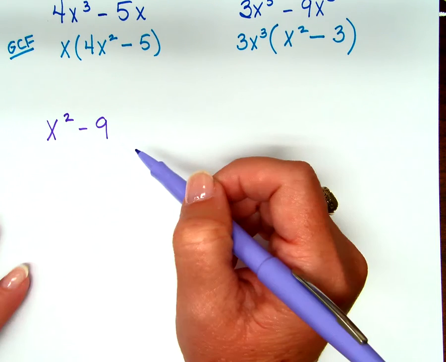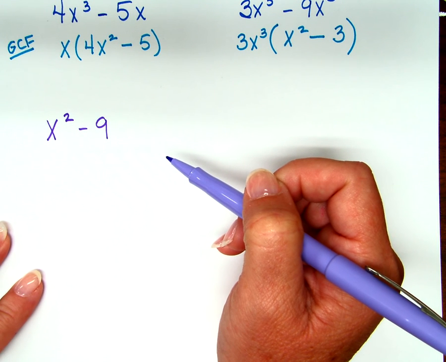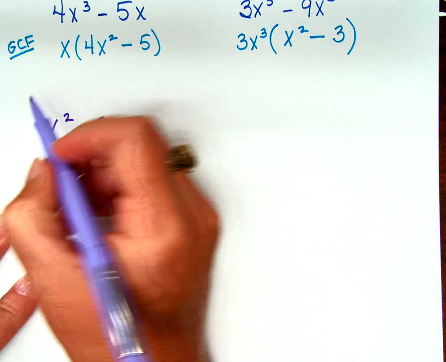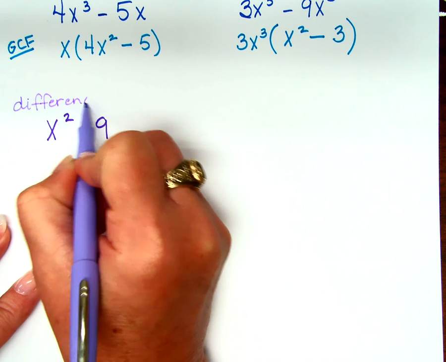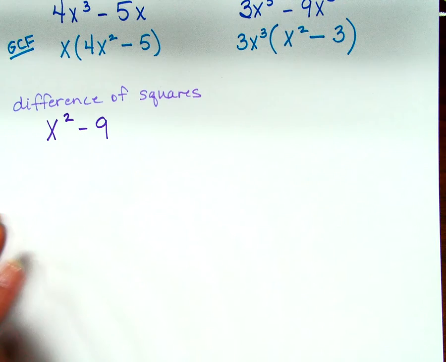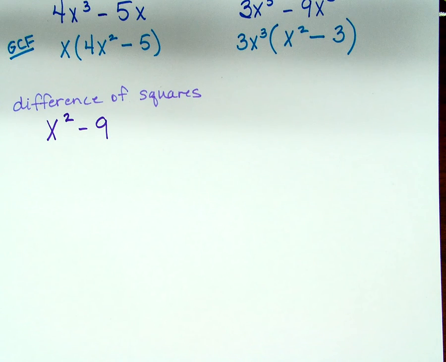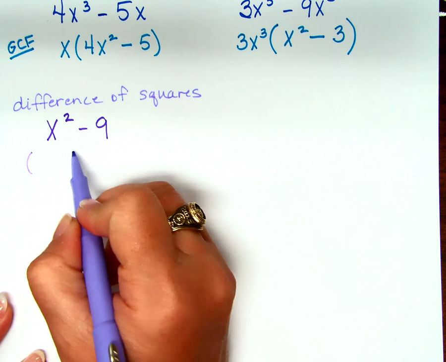Now look at the sign in between these two numbers. What sign is that? A minus. So what you have just discovered is the difference of squares. And if you can recognize that this is the difference of squares, oh, so much easier than trying to do some weird, crazy way. Because if it's the difference of squares, to factor it, here's what you do.